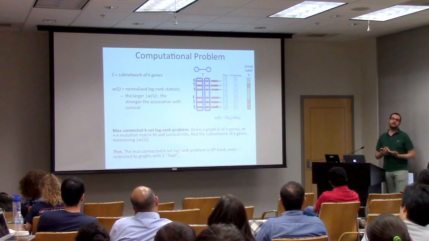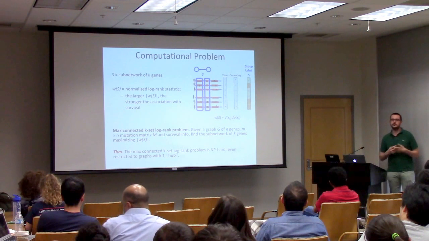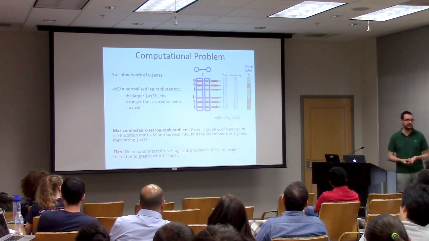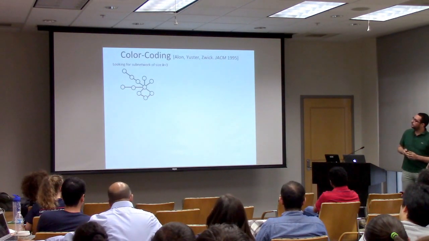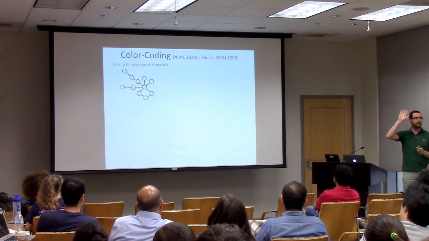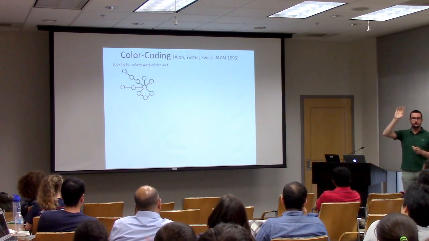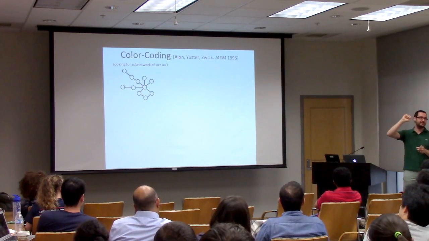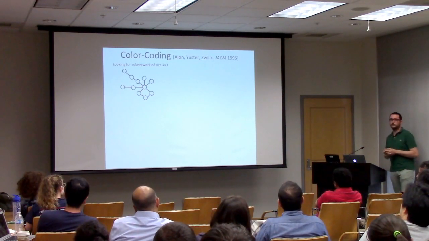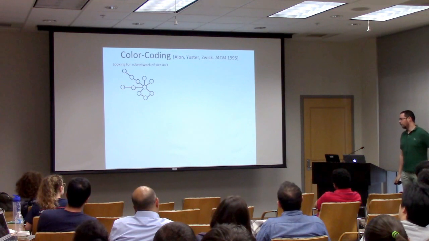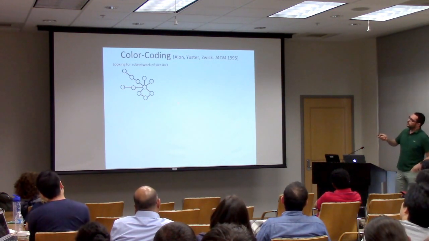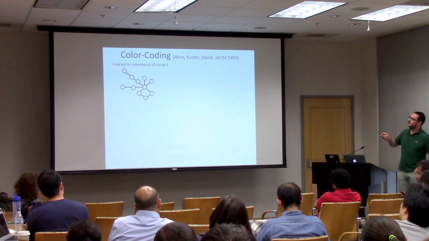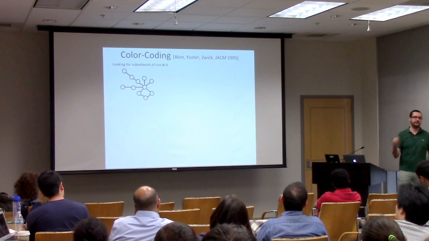So what we did is we relied on a technique that has been used a lot in bioinformatics to solve problems on graphs. That is the technique of color coding. How many of you have ever heard of color coding? I'm sure somebody over there has heard about color coding. Okay, not that many, so let me give you a one-slide introduction to color coding. So let's say that you have a graph, and you want to find a subnetwork that maximizes a function.